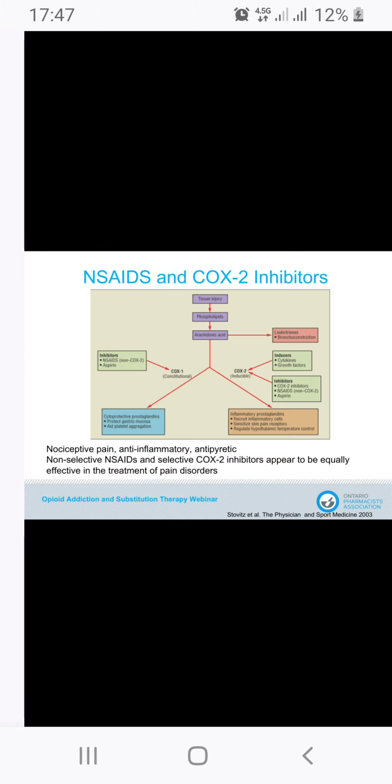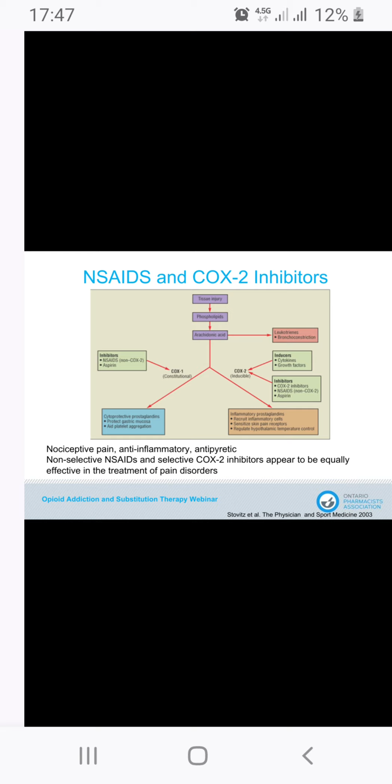So the first class I want to look at is the NSAIDs, or the COX-2 inhibitors. And these types of medications are used in nociceptive pain, so that first category we talked about. They're anti-inflammatory and antipyretic. And non-selective NSAIDs and selective COX-2 inhibitors appear to be equally effective if they're dosed at appropriate ranges to manage pain disorders. So there's not one agent that is better than the other. As long as you dose them adequately, they should be equal in efficacy.